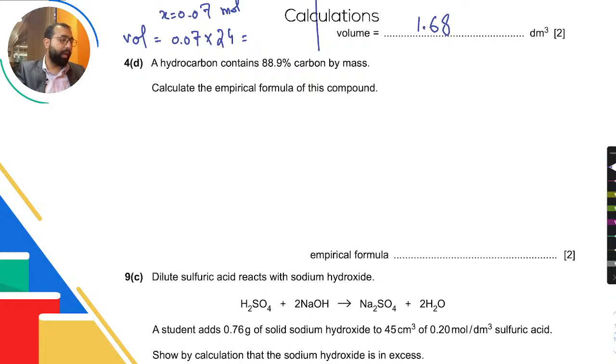Alright, so a hydrocarbon contains 88.9% carbon by mass. So basically it tells me that I have that much carbon, and the remaining part is of course hydrogen. So find the empirical formula. Now I told you that in empirical formula we just assume that I have 100 grams of this thing. So if I have 100 grams of this thing, how much of it will be carbon? Of course 88.9 grams. And how much will be hydrogen? Just subtract it from 100 and you'll get 11.1. So that is what you'll get.